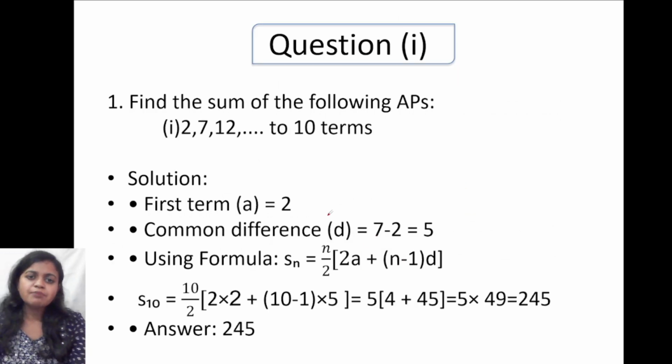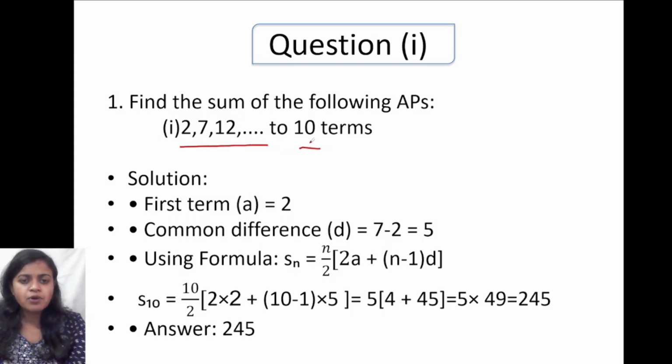Now question number 1. Find the sum of the following AP 2, 7, 12 to 10 terms. This is an AP and we have to find the sum of 10 terms. The first term is 2, and the common difference d is second term minus first term, so 5 is the common difference.